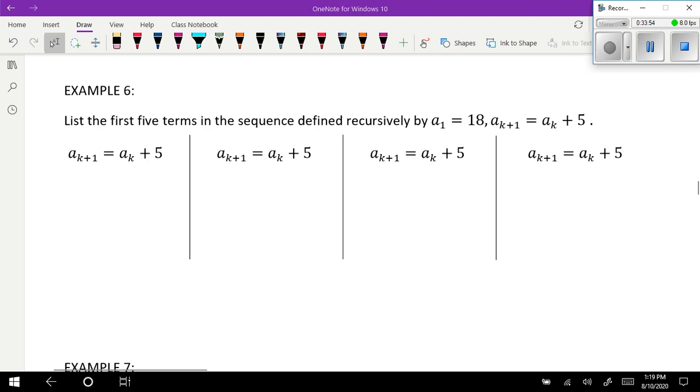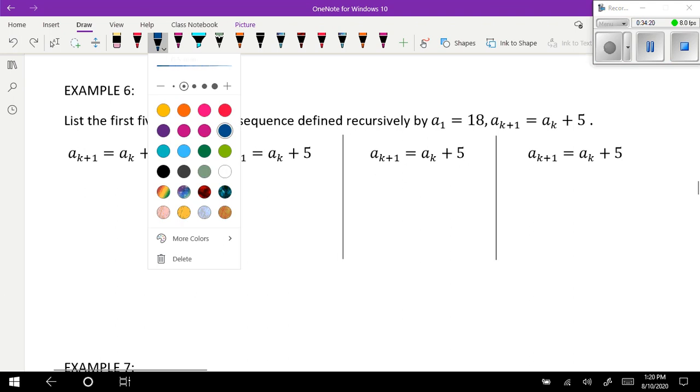List the first 5 terms in the sequence defined recursively by a sub 1 equals 18, a sub k plus 1 equals a sub k plus 5. So I want to talk about these subscripts here for a minute because I know they can seem a little confusing when you first get into them. Let's see, right above it, how can I talk this out? Let me see, I can start by getting rid of that first off.